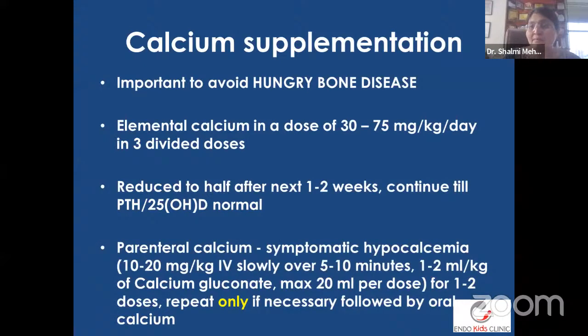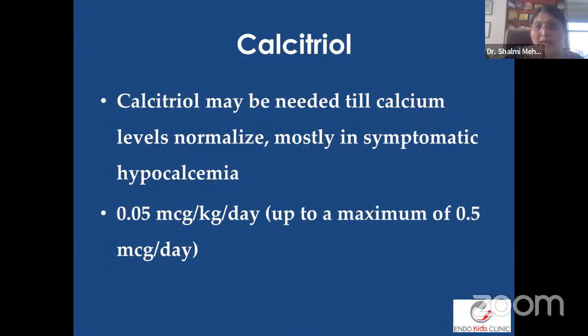If the child is having symptomatic hypocalcemia, for this child who had seizures, we may sometimes need to give IV calcium also. We give calcitriol for the initial 7 to 10 days if the calcium levels are very, very low, because it is going to take about 4 to 5 days for your oral vitamin D to start working, right? And it's an emergency. The calcium levels are 6.5. So we may need to give the active form of vitamin D, that is your calcitriol, till calcium levels normalize. So not more than 7 to 10 days, but only till your vitamin D starts to work.